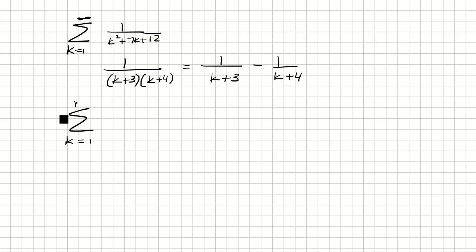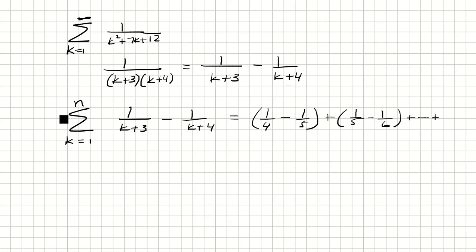So if we're looking, let's say, at the sum of the first n terms, we see that the first term will just be 1 fourth minus 1 fifth, plus 1 fifth minus 1 sixth, all the way up to 1 over n plus 3 minus 1 over n plus 4. And now a bunch of things are going to cancel. We have the 1 fifth, the 1 sixth, and the 1 over n plus 3. So this will just equal 1 over 4 minus 1 over n plus 4.